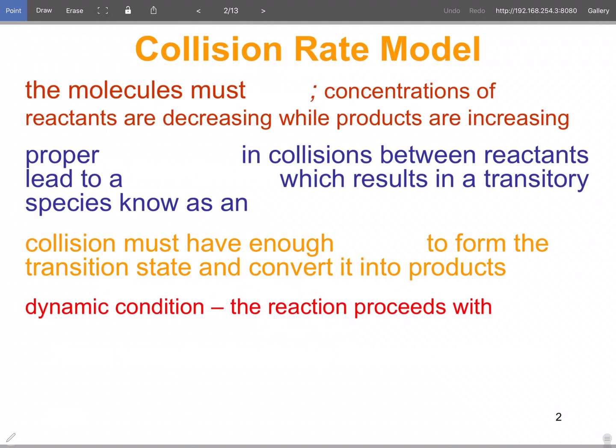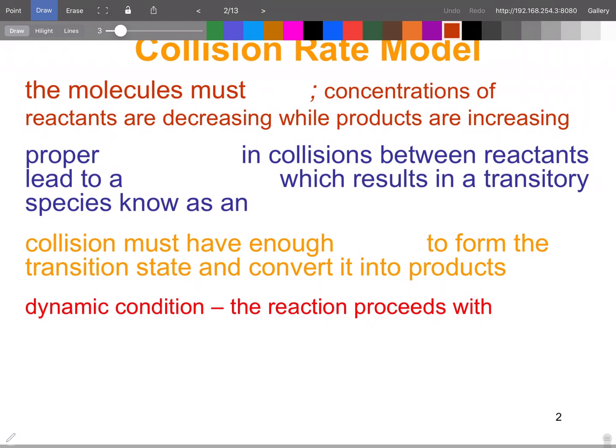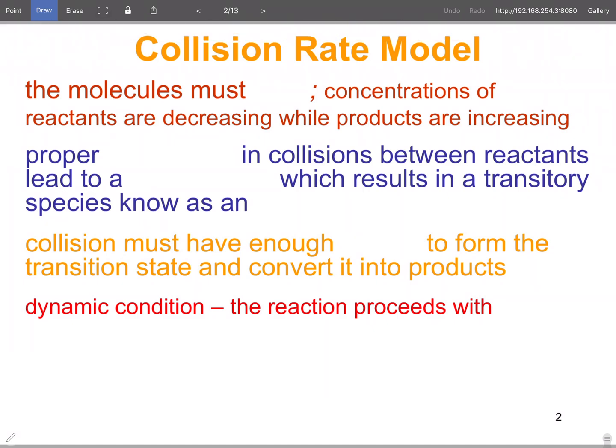All right, so first thing we do is we look at the collision rate model. The molecules must collide. So the first rule is that molecules must collide. And the concentrations of reactants are decreasing while the product concentrations are increasing.